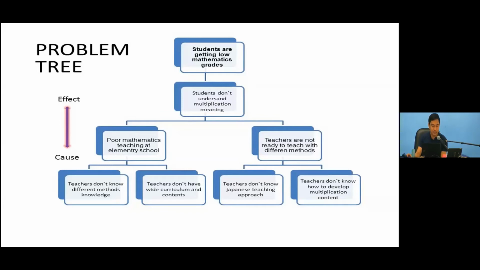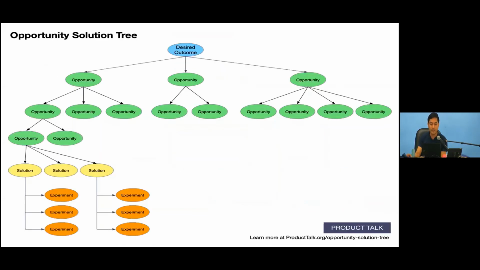So you can look into why teachers don't know different methods, teachers don't have wide curriculum and content knowledge, teachers don't know the Japanese teaching approach, and teachers don't know how to develop multiplication content. With this, you can look into a possible solution to the problem. That's why you can have an opportunity 3.